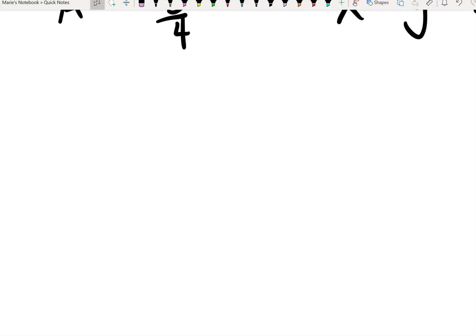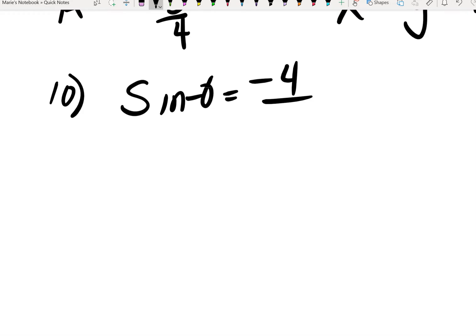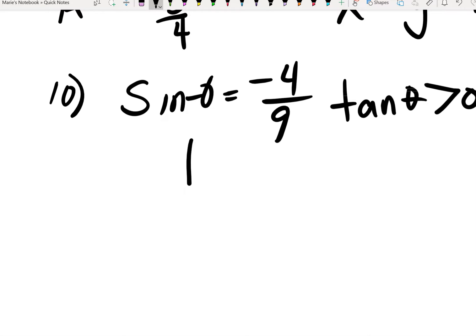So here we are with number 10. In number 10, you have to go back to basics. They're asking you to find the exact value, and they're giving you something to the effect of sine theta is equal to negative 4 over 9, and then they're telling you that tan theta is positive. So go back to a couple of things.